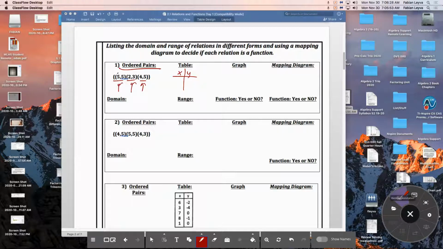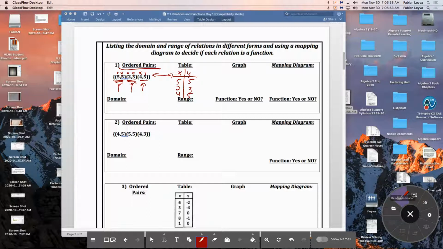The x is always listed first, the y is listed second. So here's my x's and y's for each of the ordered pairs. I'm going to start with this one first. So notice I have a 5 and a 5. My second one is 2 and a 3, and my third one is a 4 and a 5. Keep in mind that I did not put them in any specific order. I just listed them within my table, and that is what I want you to be able to do. I want you to train your mind that when you see those ordered pairs, you're seeing that table. And when you see that table, you're seeing those ordered pairs.